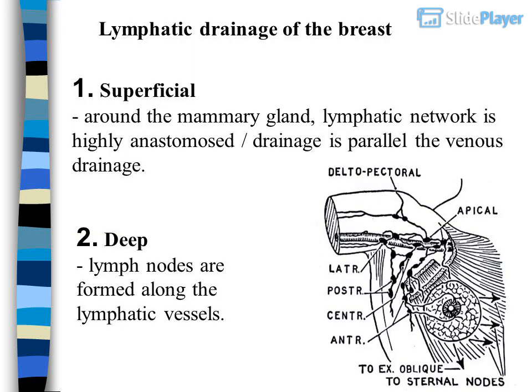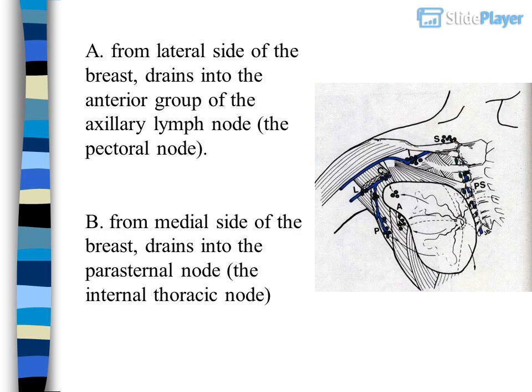1. Superficial and 2. deep lymphatic drainage of the breast. Around the mammary gland, the lymphatic network is highly anastomosed, and drainage runs parallel to the venous drainage. Deep lymph nodes are formed along the lymphatic vessels. A. From the lateral side of the breast, drains into the anterior group of the axillary lymph nodes, the pectoral nodes. B. From the medial side of the breast, drains into the parasternal nodes, the internal thoracic nodes.